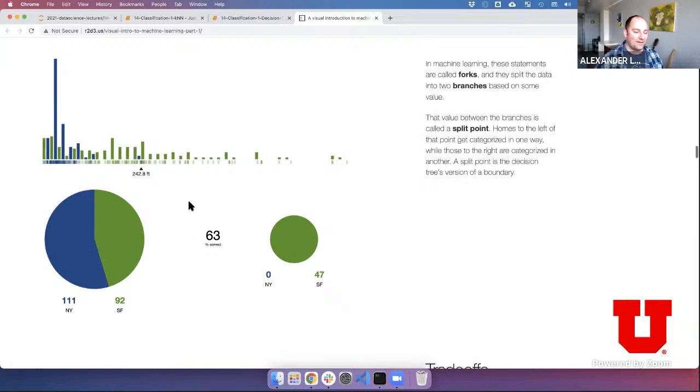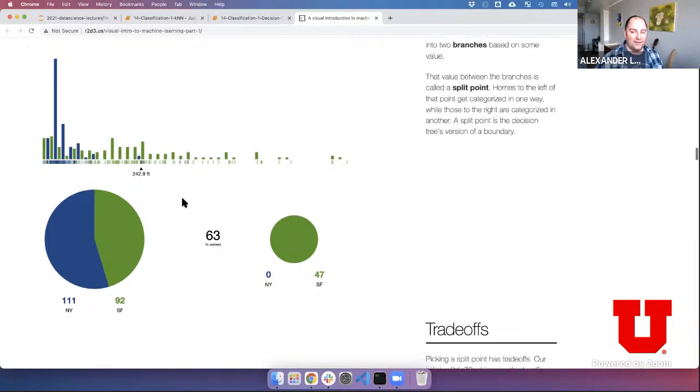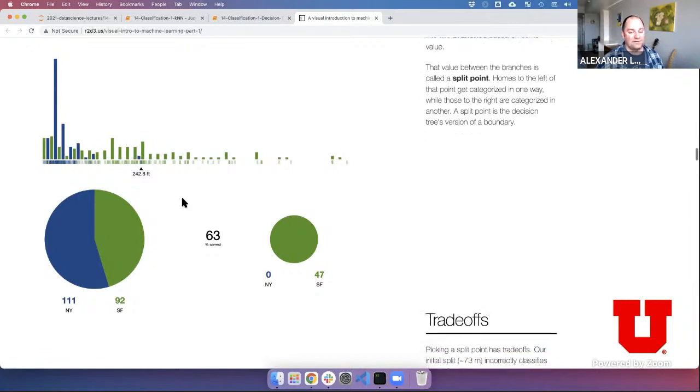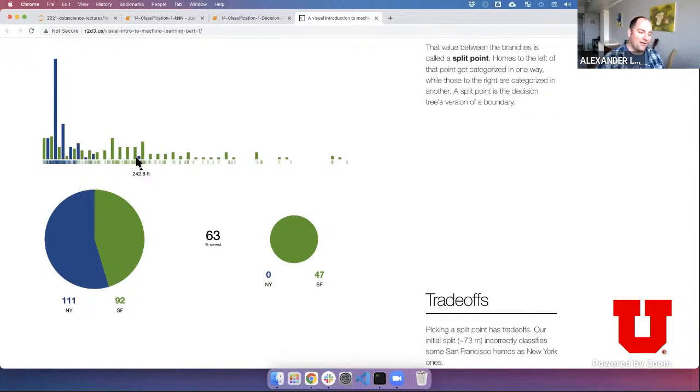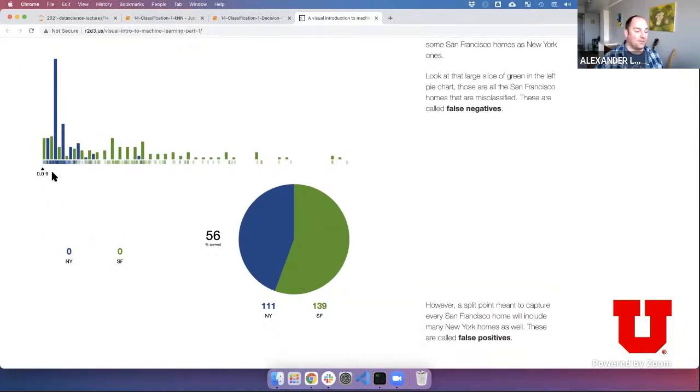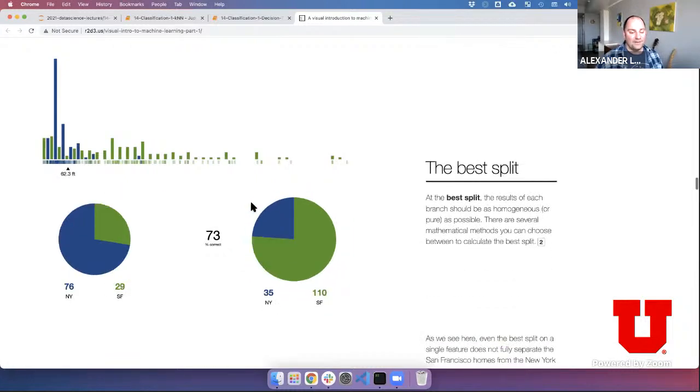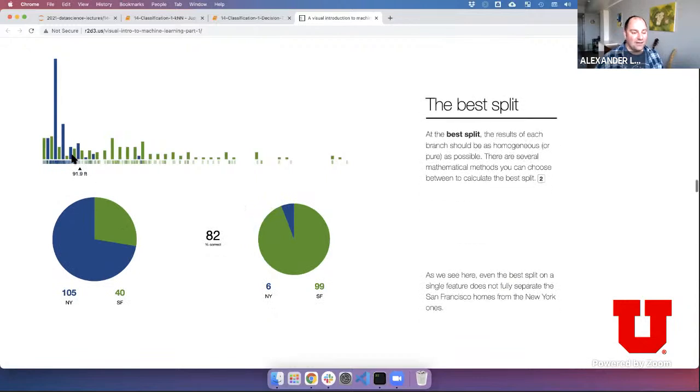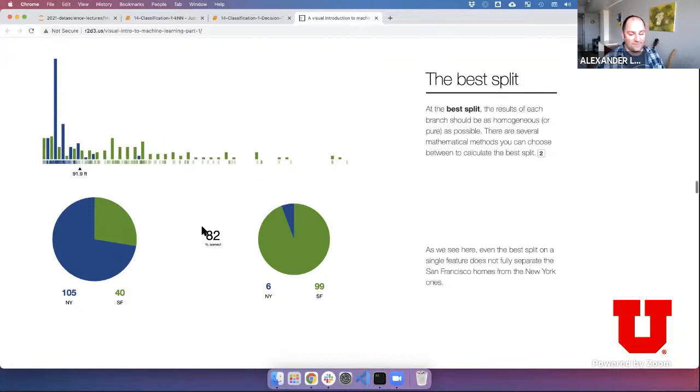So this is a split point, but it's not necessarily the best split point possible. It doesn't necessarily minimize overall error. Because this seems to be an outlier, maybe it would be better to have a split point around here. If we moved the split point to 0 feet, we get a lot of false negatives. But if we try to find the best split, that would be somewhere at 91.9. Here we have some false positives for San Francisco, but overall the error is minimized.